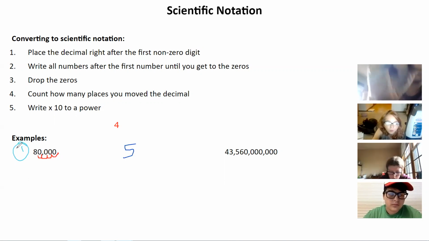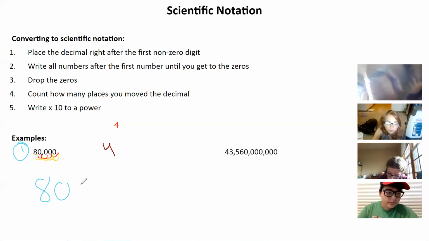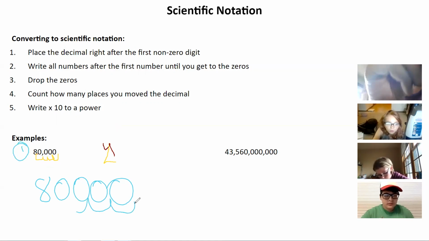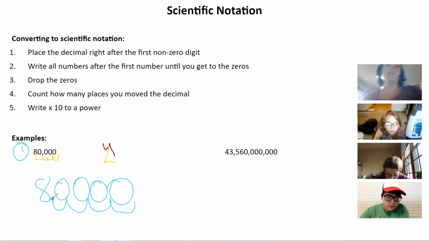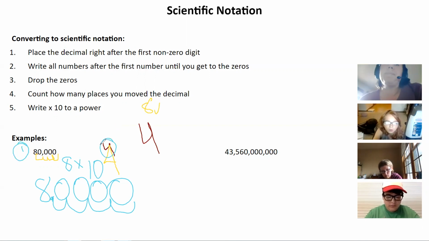Wow. Oh, is that 5 or 4? Let's see. 1, 2, 3, 4. I got 4. So easy to get confused here. Sometimes I even write it a little bigger. 1, 2, 3, 4. Yeah, that is 4. So then we're going to write that as 8 times 10 to the 4. That's what we write it as.